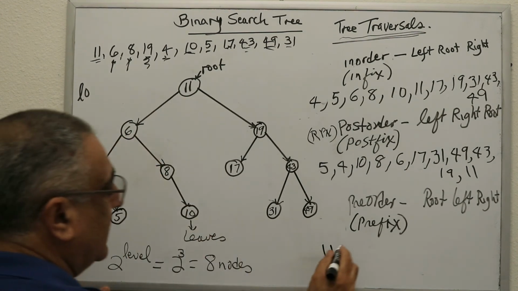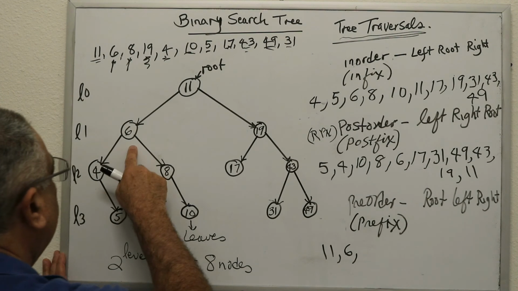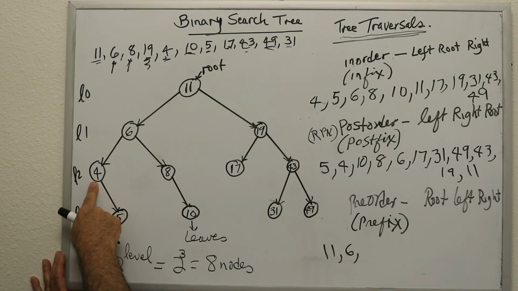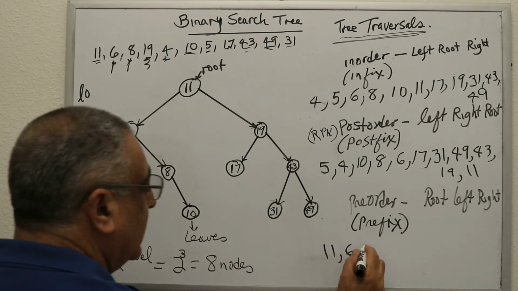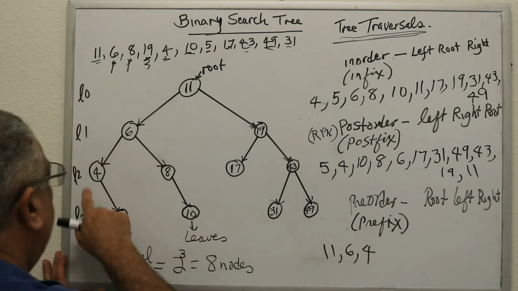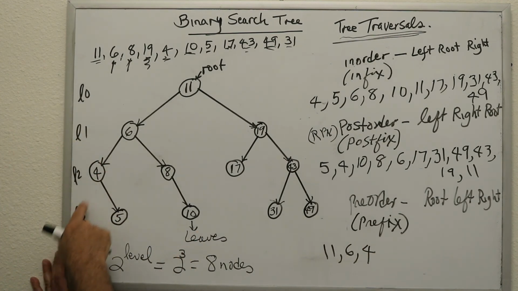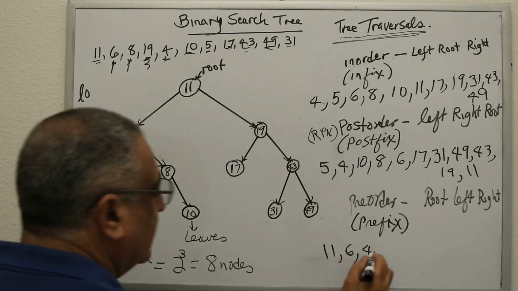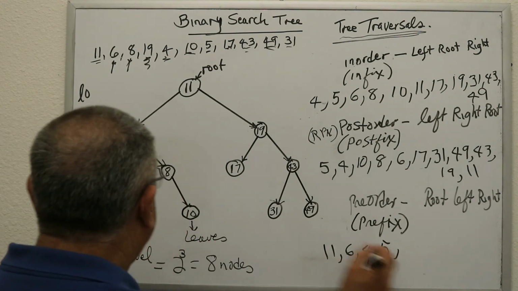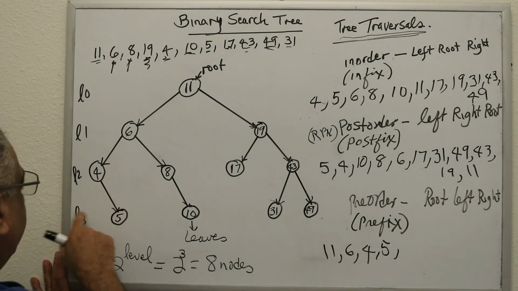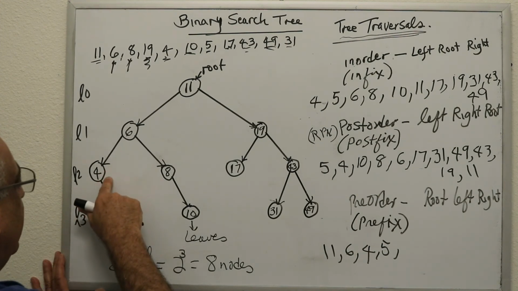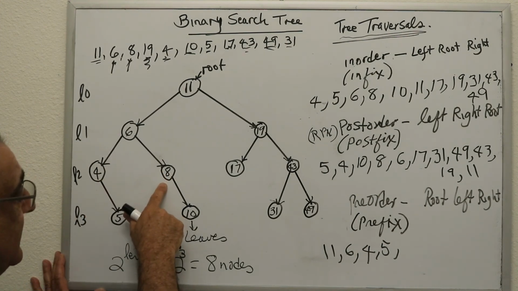So do the root. That's a 6. Then do left. That's a subtree. So do root, which is 4. But you see, it's root, left, where the left subtree is null. So root, left, right. That's a 5. Okay. Now I've gone root, left, right. So I've gone root, left. I go right. Well, that's a subtree.